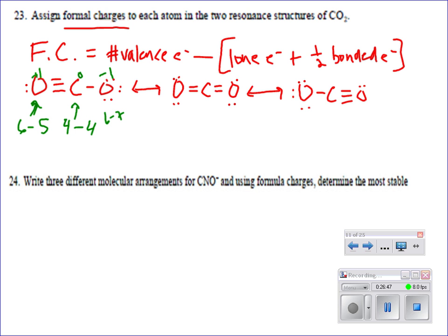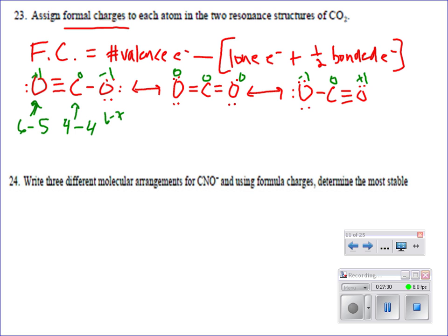Okay, let's go over to the middle one. Oxygen, 6 minus 1, 2, 3, 4, 5, 6. So that's 0. Carbon is 4 minus 1, 2, 3, 4. 0. Oxygen is 6 minus 1, 2, 3, 4, 5, 6. 0. Huh. Maybe that's why that's the best, the best resonance structure that you learned in pre-AP. So this one is 6 minus 1, 2, 3, 4, 5, 6, 7, -1. 4 minus 1, 2, 3, 4, 0. 6 minus 1, 2, 3, 4, 5 is +1.